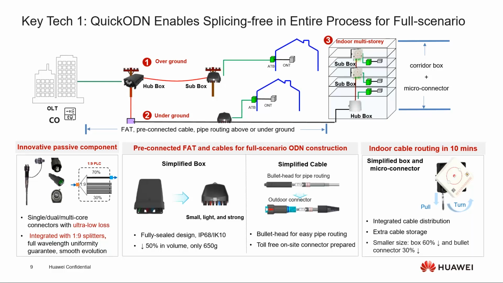For the outdoor use, we developed a smaller, lighter, and stronger FAT. It is fully sealed-designed with IP68 rate and mid-IK10 impact standard. Especially for the duct deployment, we designed the bullet connector, whose size is similar to the cable, only 6 to 9 millimeter, and can pass through duct very easily.